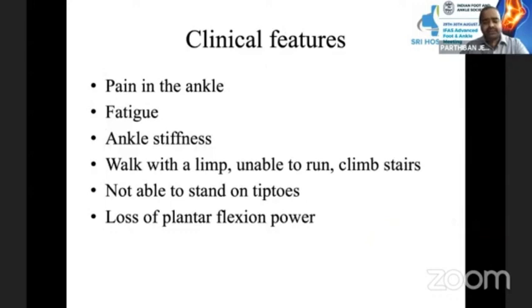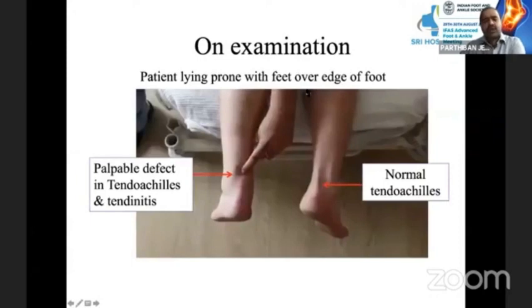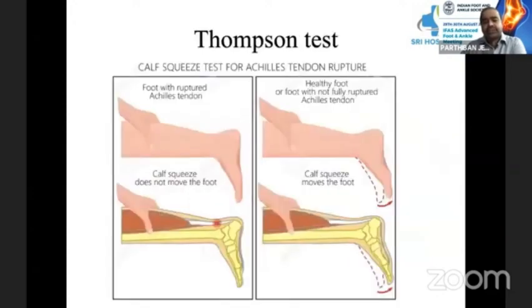Clinical features: the patient usually complains of pain in the ankle, fatigue, ankle stiffness, walks with a limp, is unable to run, climb stairs, not able to stand on tiptoes, and has loss of plantar flexion power. On examination, the patient lying prone with feet over the edge of the bed, palpable defect in the Tendoachilles and tendinitis, and normal. You can see there the defect, and there's a normal Tendoachilles.